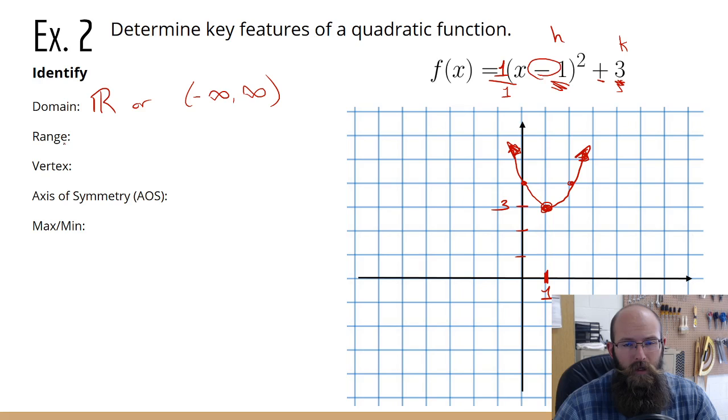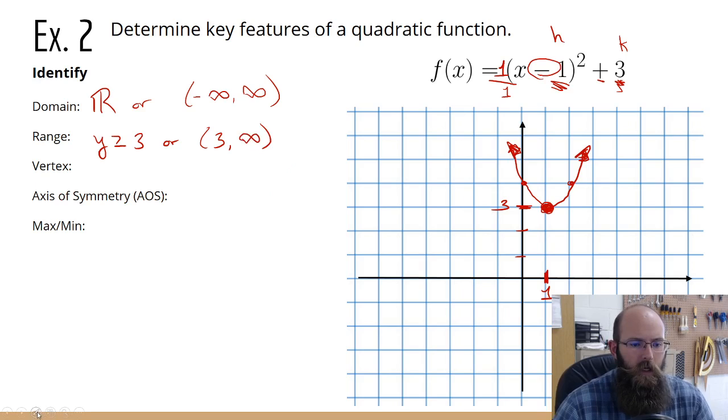Range, however, is a little bit different. I have a bottom number. I read these numbers, -infinity to infinity, left to right, just like I read my graph. But I also start at my bottom and work my way up. So my lowest number is down here. For my y value, that's 3. So my y value is going to be greater than or equal to 3. I could also write that as 3 to infinity. So I keep going up and up.